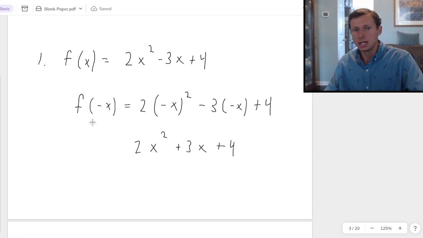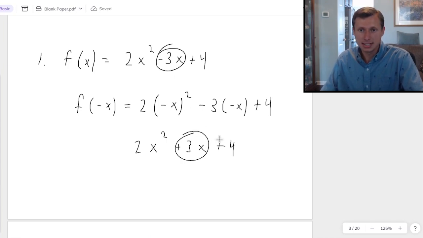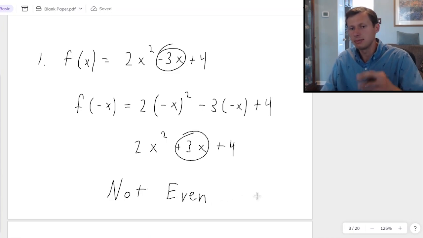Now the question is, does f of negative x equal f of x? Because if it is equal, then it's even. If not, then it's not even. It might not be odd, it still could be neither, but it's not even if they don't match. And they don't match, because look at this positive 3x and this negative 3x. It does not match. So in other words, all we can write right now is that the function is not even.